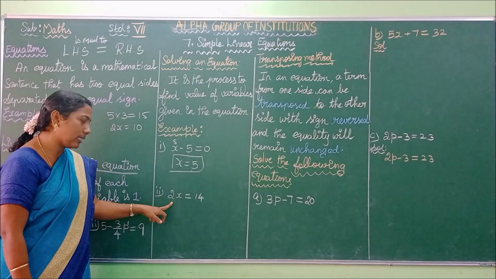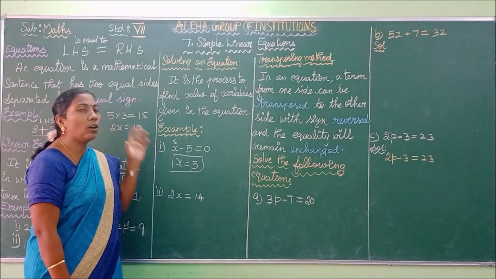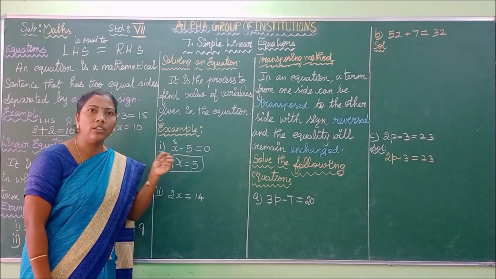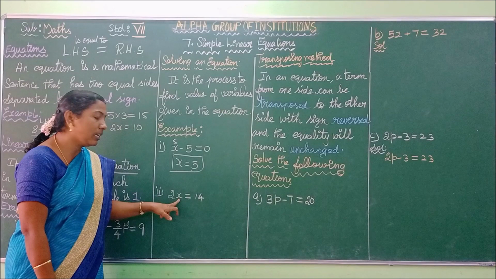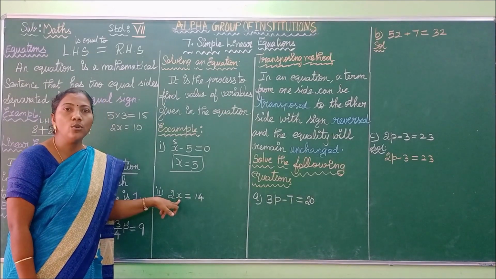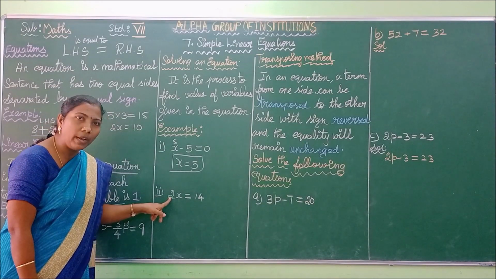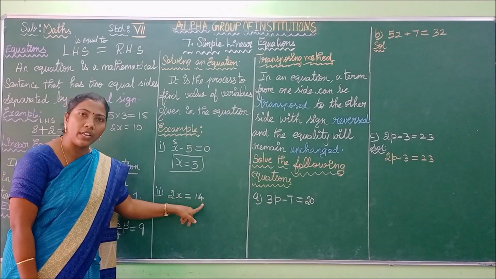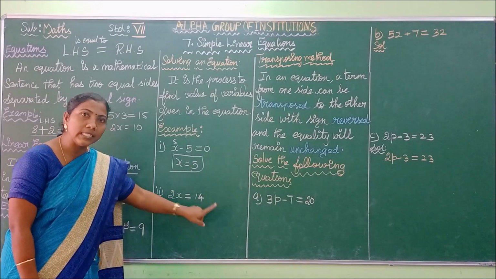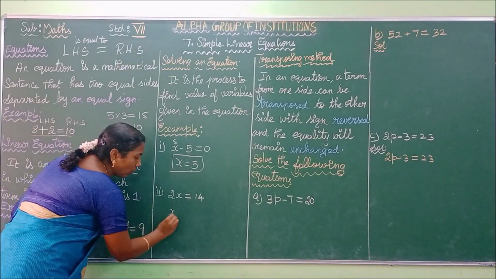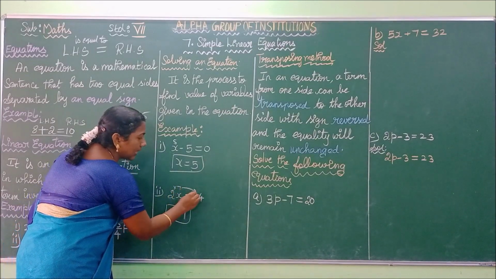Similarly, see the next example. 2x equal to 14. What is our aim? We have to solve the equation. Solving the equation means finding the value of variables. Which is the variable here? x. Now we are going to find the value of x. Now my question is, what should be multiplied with 2 to get 14? Yes, 7. x equal to 7, because 2 into 7, its answer is 14.